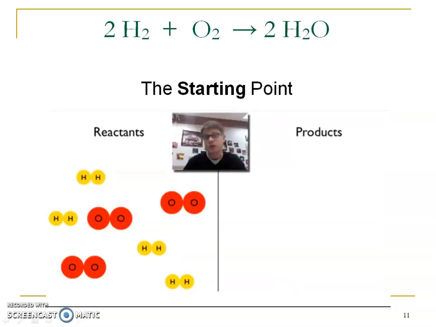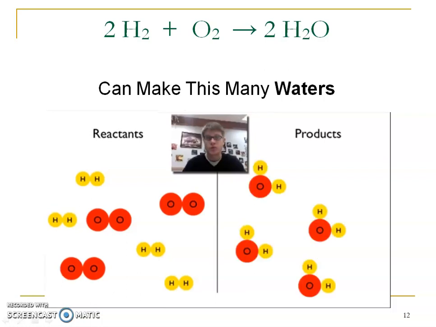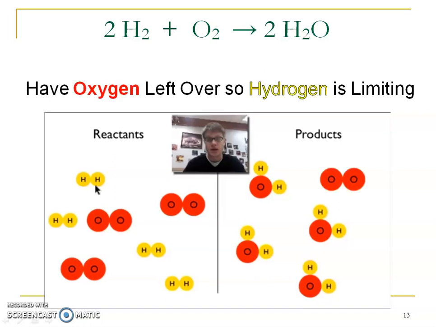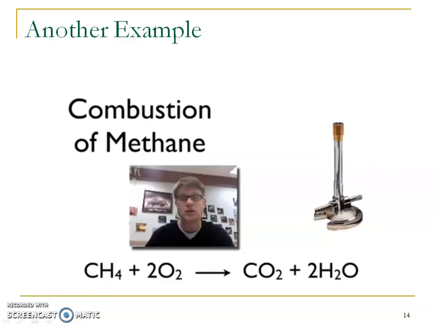So he talked about that hydrogen combustion reaction. So he has a starting point here. He gave us a whole bunch of hydrogen molecules and oxygen molecules. And he said, well, this is how many waters we can make from how many reactants we have. So how much product we can make from the amount of reactants we have. And from the reactants that we have, though, we're going to have some things left over. So we have oxygen left over, which means we've used up all of the hydrogen, which means that hydrogen is our limiting reactant. It's going to limit the reaction from occurring.